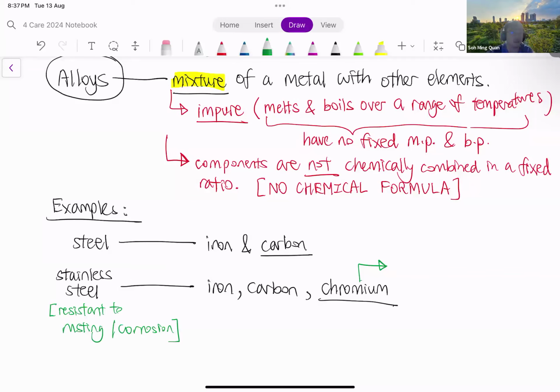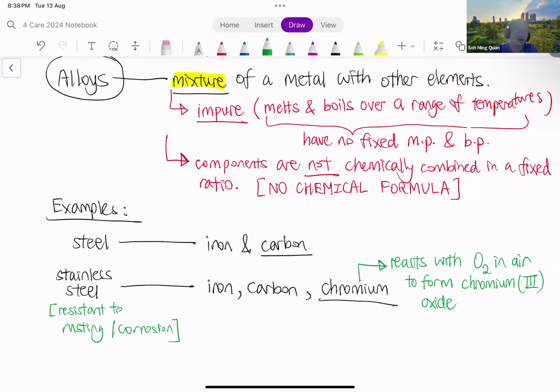Now, chromium is a metal. Okay? Chromium is another metal. And this reacts with oxygen in the air. So chromium reacts with oxygen in the air. When it reacts, it forms chromium trioxide.